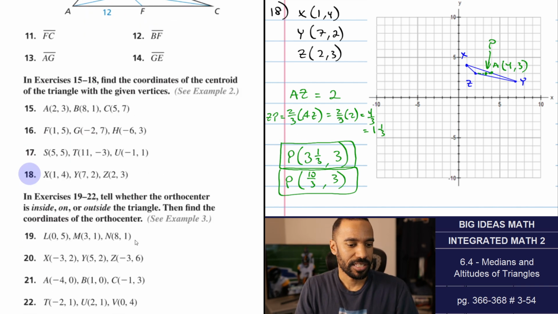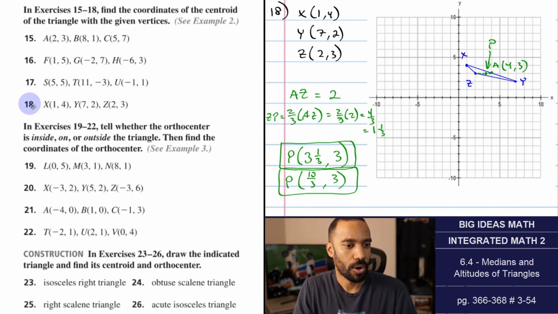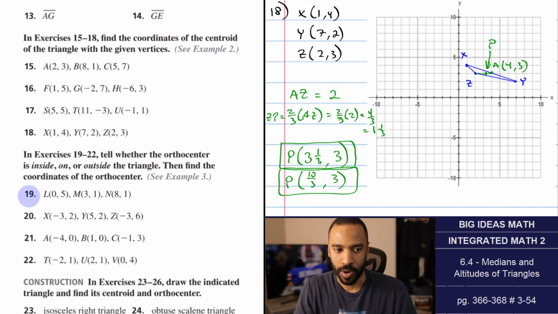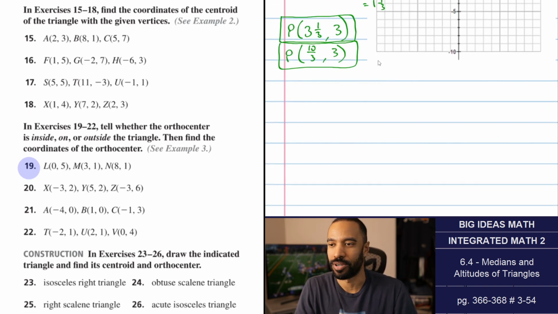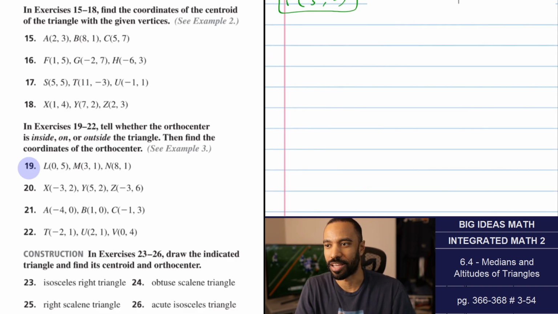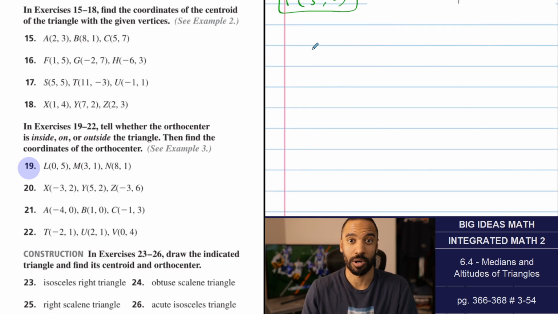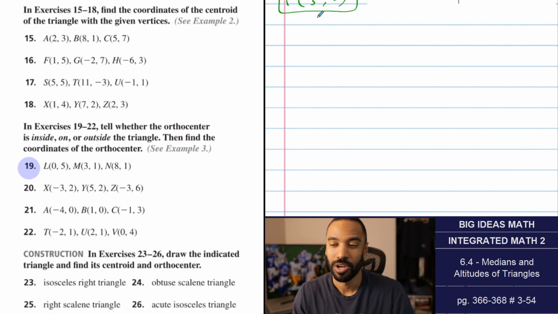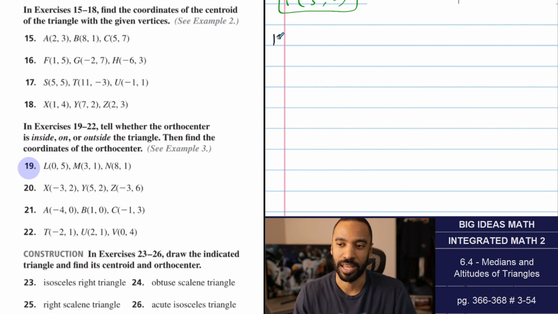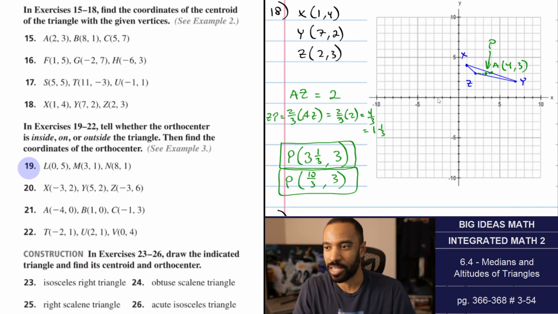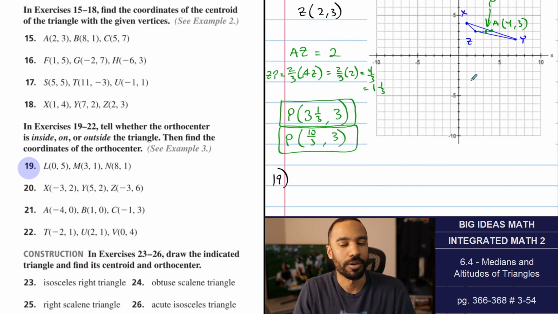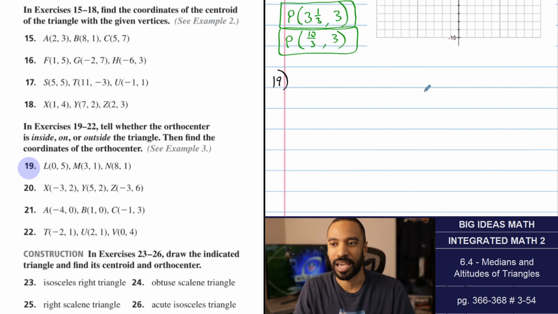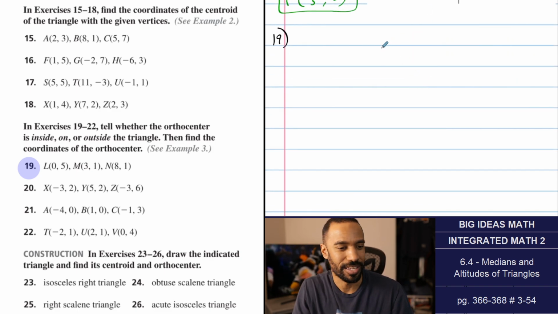All right. Numbers 19 to 22. Tell whether the orthocenter is inside, on, or outside the triangle. Then, I thought that's all we had to do. Then find the coordinates of the orthocenter. I was hoping if that's all we had to do, we just had to make a drawing to determine whether the triangle was acute, right, or obtuse, and that could answer that. So, as far as answering, these were all acute. No, that one was obtuse. Wait a second. Oh, orthocenter. Okay, because this is a centroid. Got it. Okay, maybe it's worth doing these on graphs.